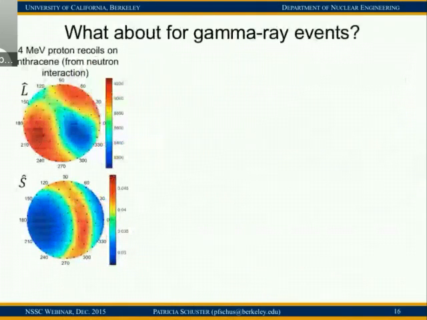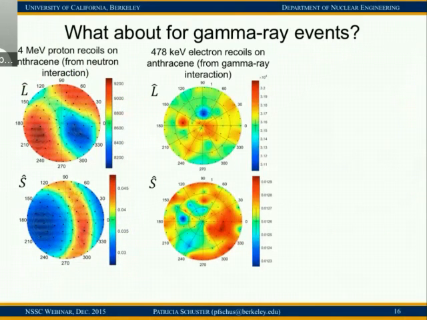So as I mentioned before, there is basically no directional dependence observed in gamma ray events, and many people have claimed this, but no one has measured it. And so I did a measurement with a cesium source. So this is the same anthracene crystal, same angles. I'm just measuring with a cesium source instead of a neutron to produce 478 keV electron recoils. And it doesn't look like there's anything there. There's no smooth contours, there's no high and low regions. It really just looks like you're measuring around a value with a certain error.